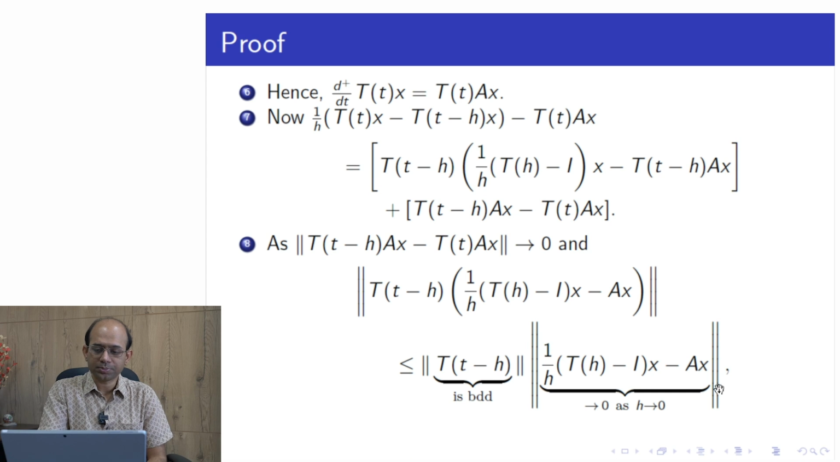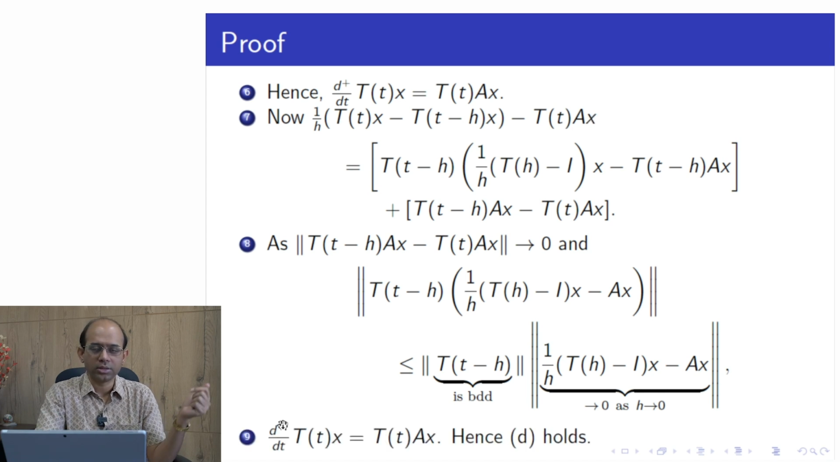Okay, so this is not the operator norm. This is the Banach space norm, correct? So in this norm, this goes to 0. So that was our goal, correct? So now we know that the norm of this term also goes to 0, the norm of this term also goes to 0. So the norm of this term goes to 0, or in other words, this is the left-hand side derivative, d minus by dt minus of T(t)x.